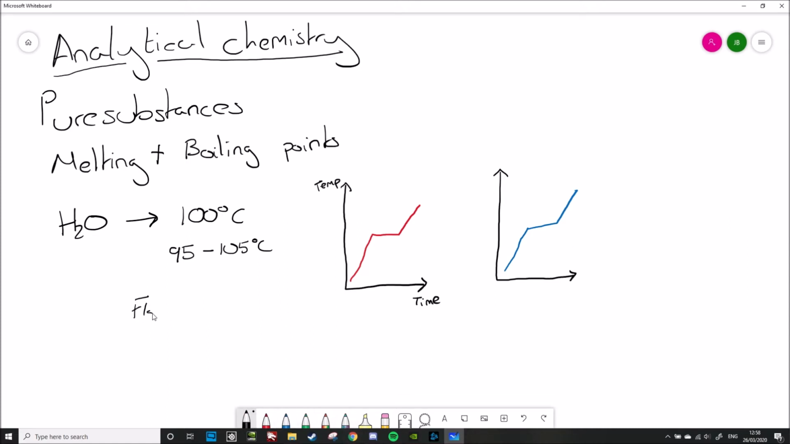So flat line on graph equals pure. And that is how we can use boiling point and melting points to tell if something is pure or impure. Flat line, we have a pure substance. A slight gradient on it means an impure substance.